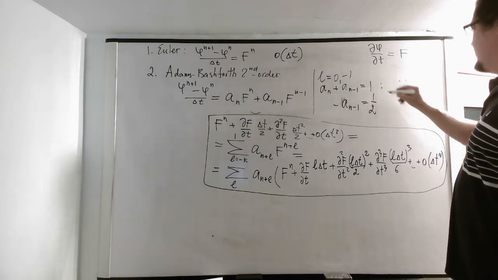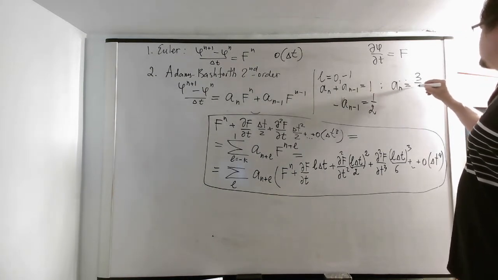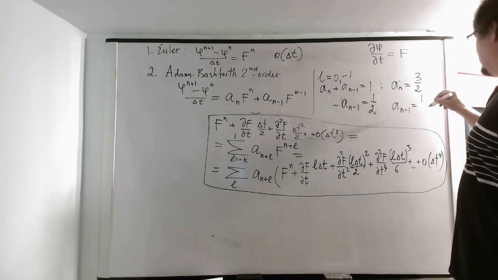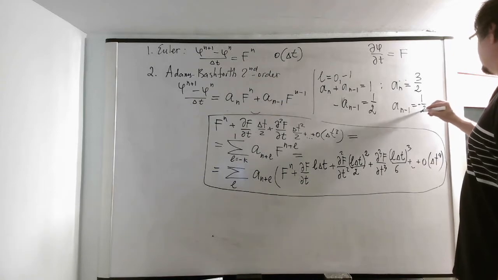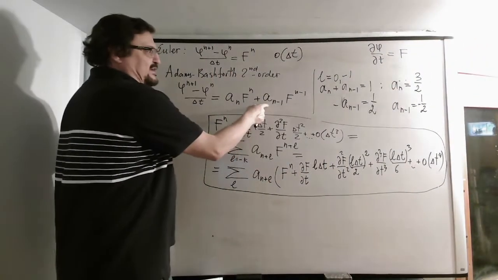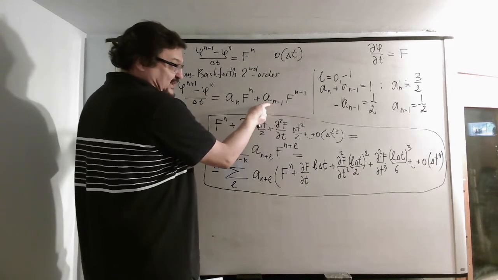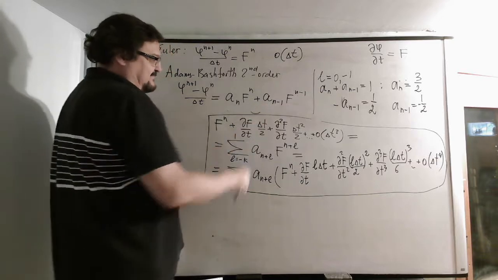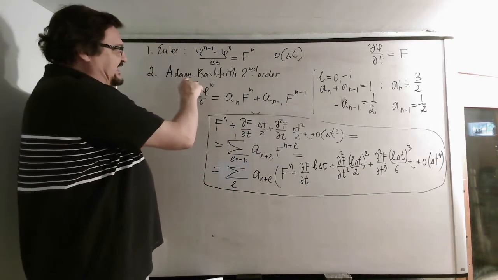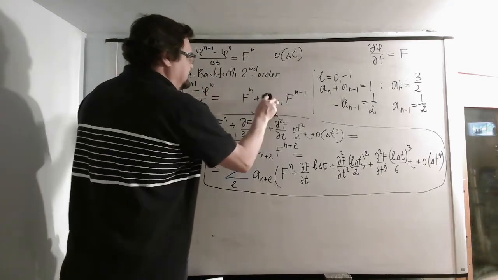And from that you have that a n should be equal to 3 over 2, and a n minus 1 equals minus 1 over 2. So it's not 1/2 plus 1/2. It's actually 3/2 of this minus 1/2 of that. This is called Adams-Bashforth second order. So let's write it here.